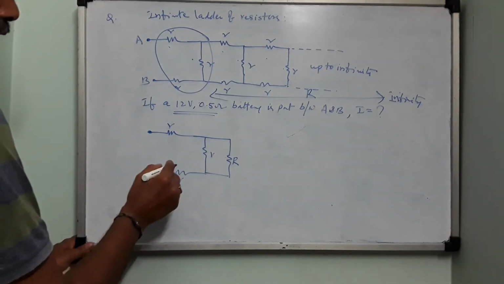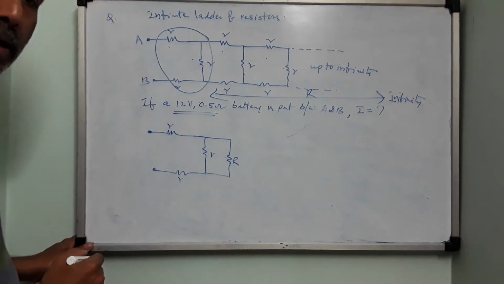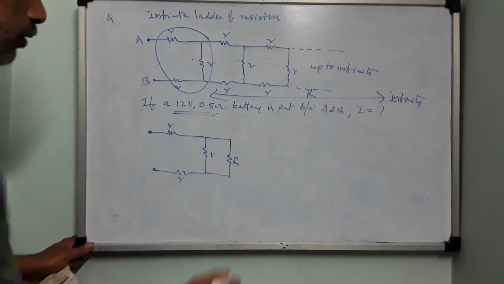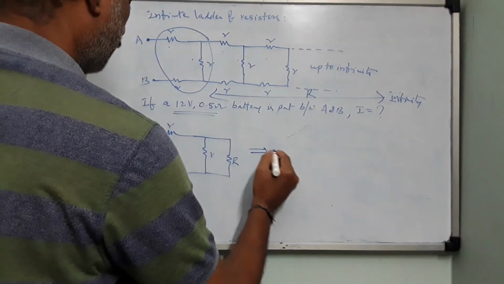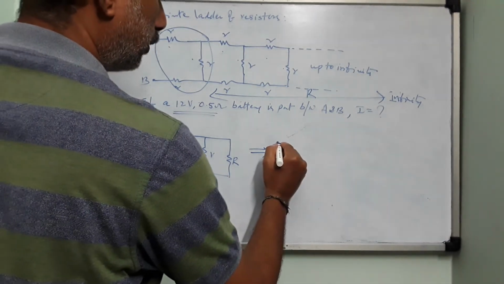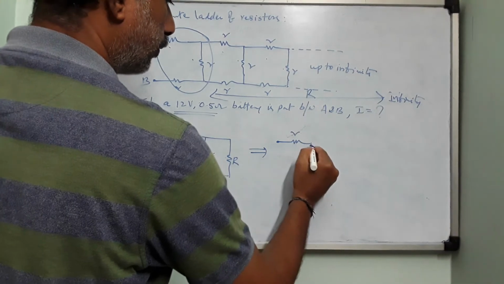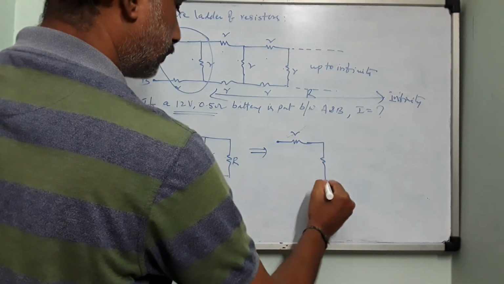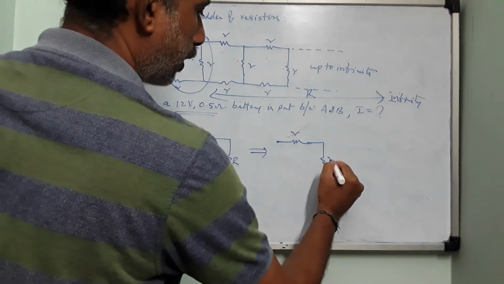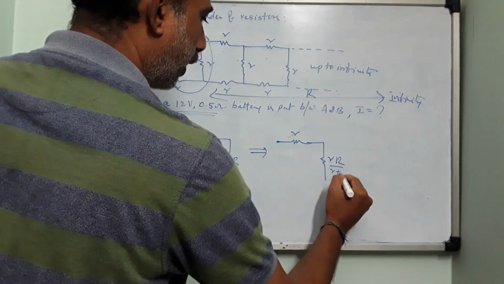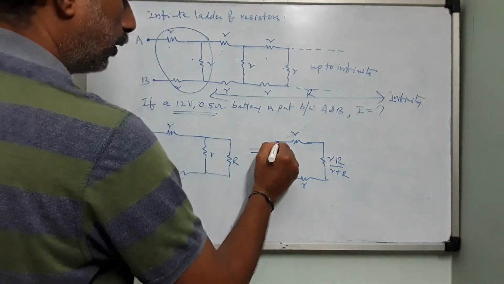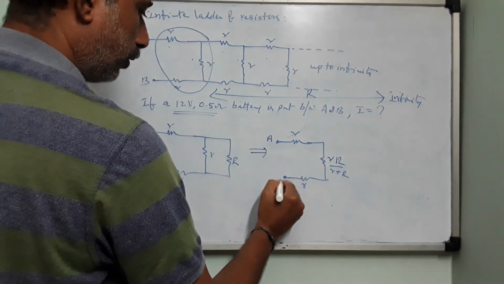Now you see, this R and this R are in parallel. So this network I will simplify like this. This point is A, this point is B. Here is r, and the parallel combination becomes R1 into R2 divided by R1 plus R2, so small r into capital R divided by R plus R.